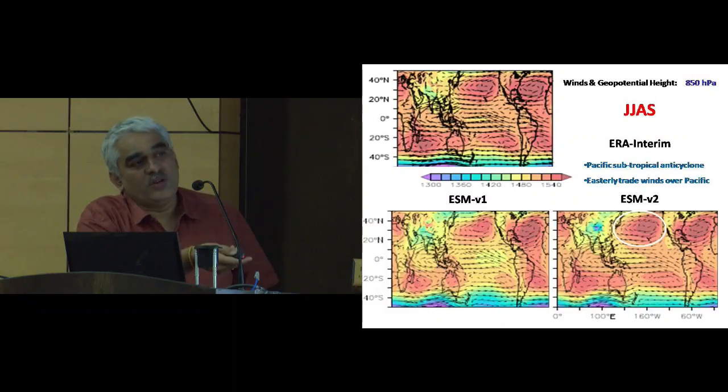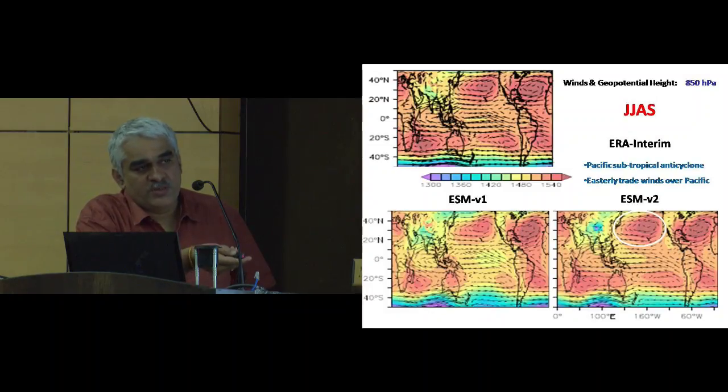And interestingly, one of the big improvements in the subtropical anticyclone, the Pacific anticyclone, is relatively stronger in the ESM2. This is a comparison with the ERA interim as compared to the previous version. And also the easterly trades in the Pacific have significantly improved. And when you look at the pressures over the ocean, the southern subtropical Indian Ocean and southern Indian Ocean, they were somewhat weaker geopotential heights as compared to the previous.